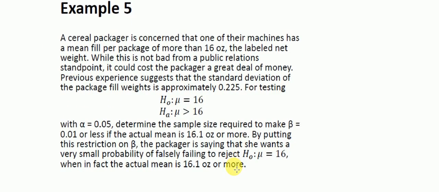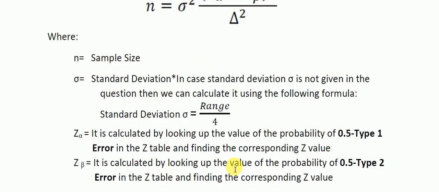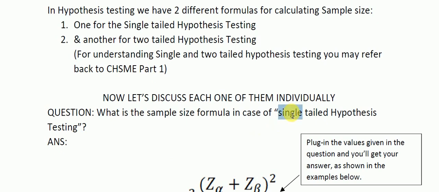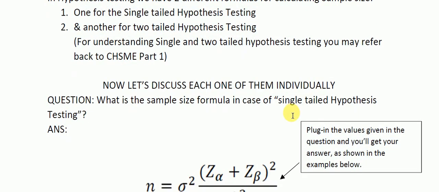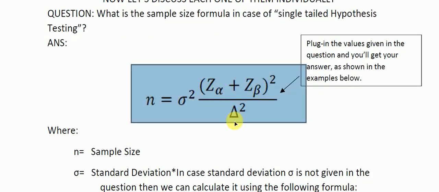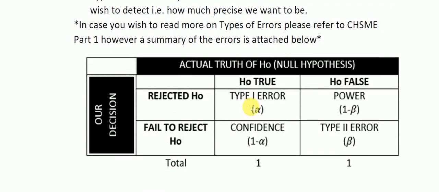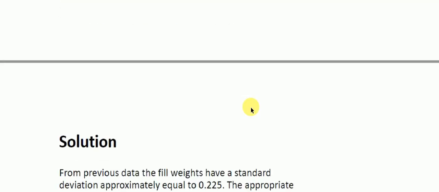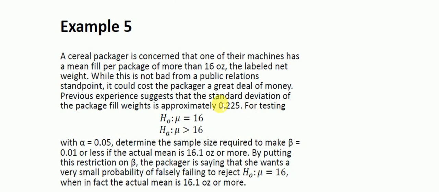So remember that we are actually doing single-tailed hypothesis testing, and then we'll move on to two-tailed hypothesis testing. But for now, we are only doing single-tailed hypothesis testing. So this is the formula for single-tailed hypothesis testing. Okay, so this is an example over here.